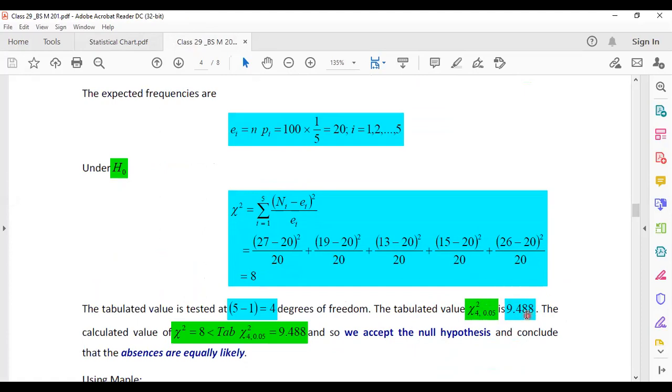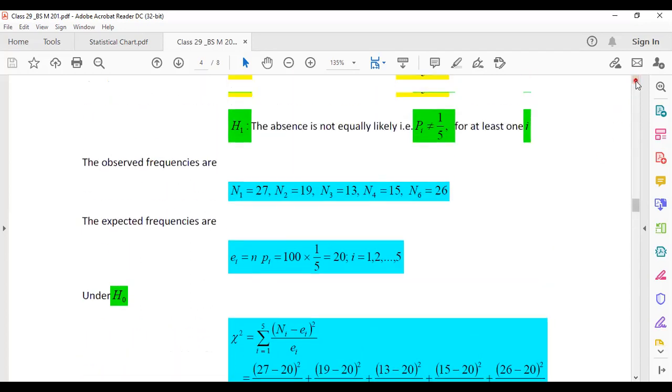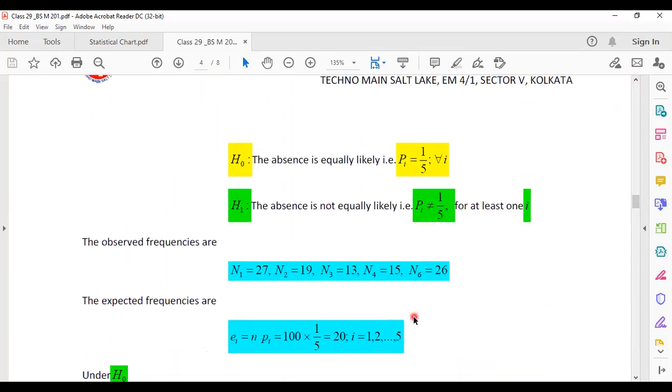and therefore the tabulated value of chi-square is larger than the calculated value of chi-square. Since the calculated value is less than the tabulated value, we fail to reject our null hypothesis, or in other words, we accept our null hypothesis. And hence we can conclude that the absences of the students distributed over the 5 days in a week are equally likely.